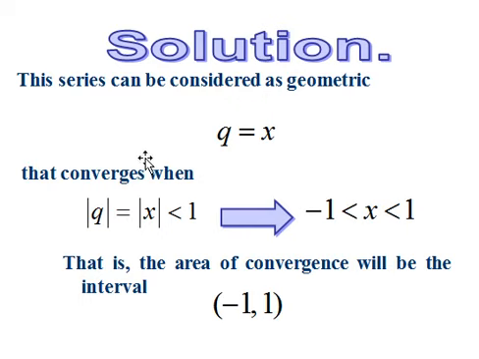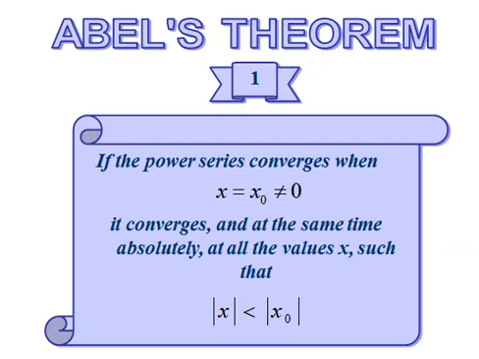So we know that a geometric series converges when the modulus of x is less than 1. It means that x should be between negative unit and positive unit. It means that the convergence area of this geometric series is the interval from negative unit to positive unit.